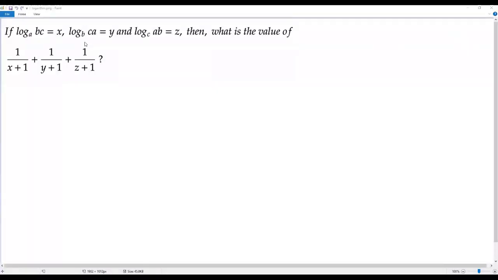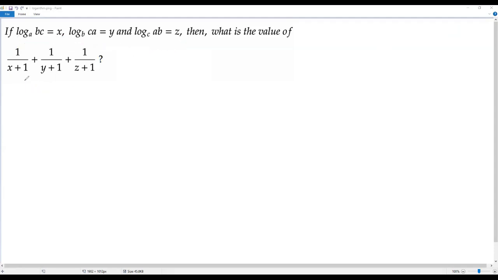Here we have a problem on logarithm. Okay, let's go with the question. Log base A of BC equals X, log base B of CA equals Y, and log base C of AB equals Z. Then what is the value of 1/(X+1) + 1/(Y+1) + 1/(Z+1)? Using this information, we have to find the value of this expression.